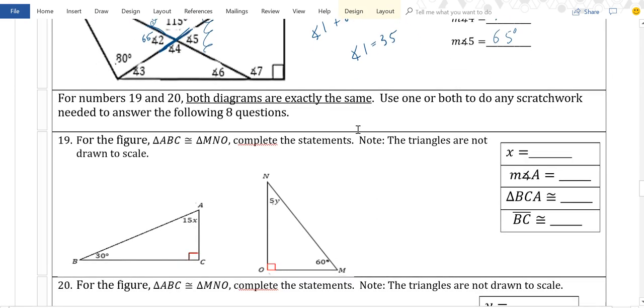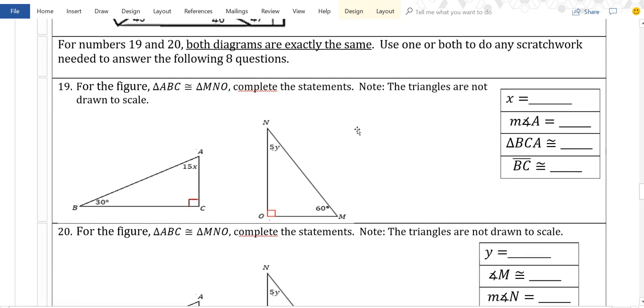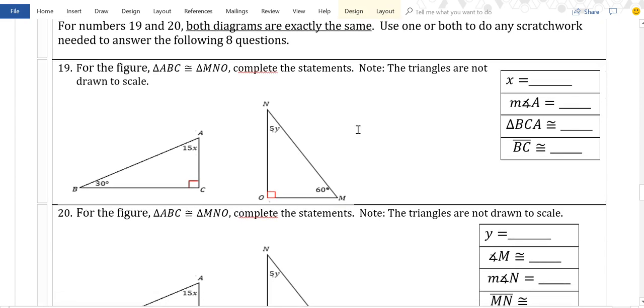Alright, lastly, we have numbers 19 and 20. Both diagrams are exactly the same. Use one or both to do any scratch work needed to answer the following 8 questions. So we had a couple parts here. Alright, so for the first one, we have ABC is congruent to MNO. Complete the statements. Note the triangle is not drawn to scale.